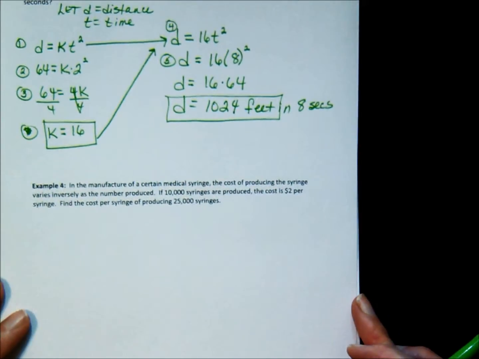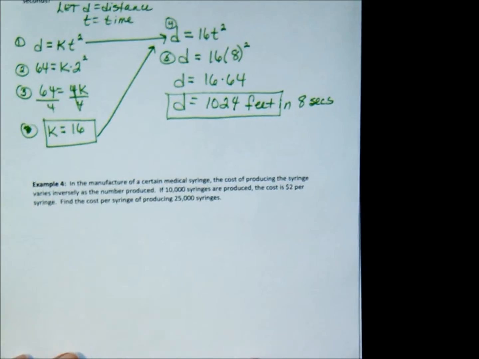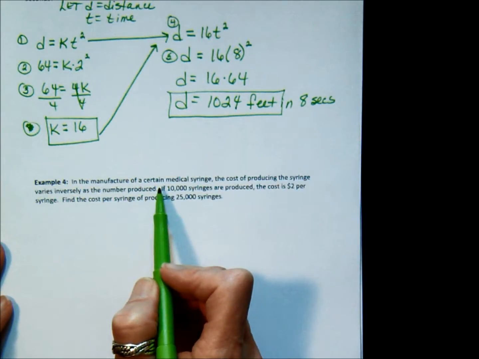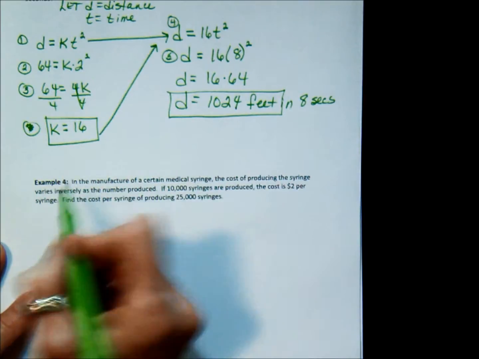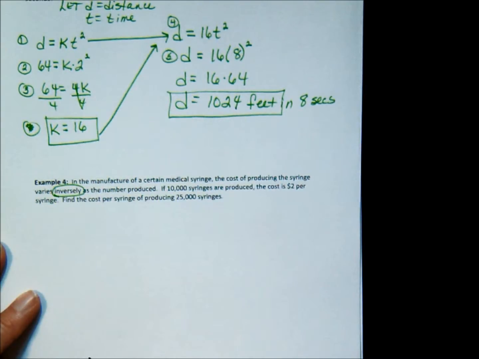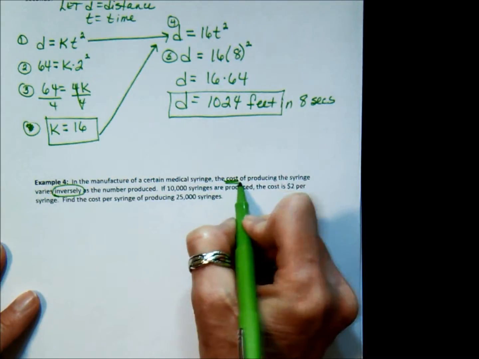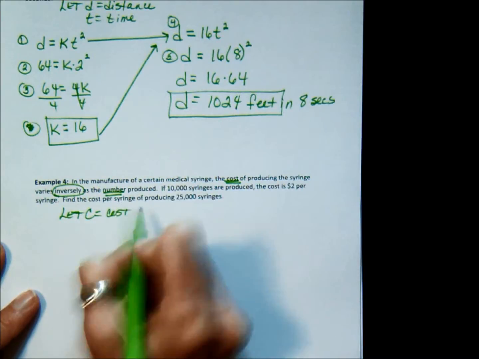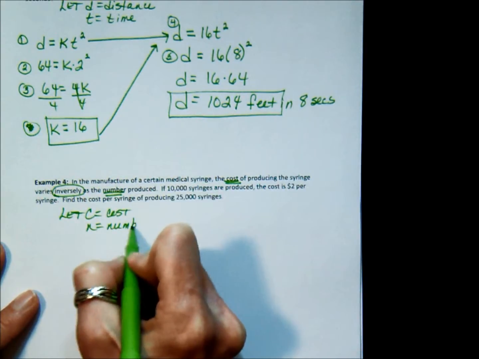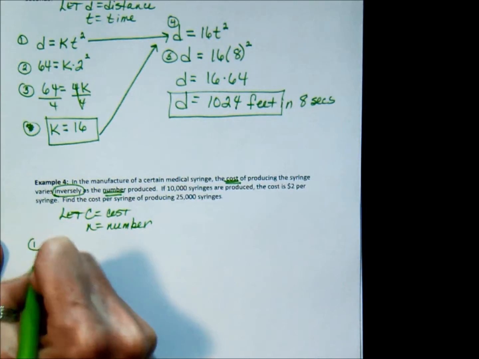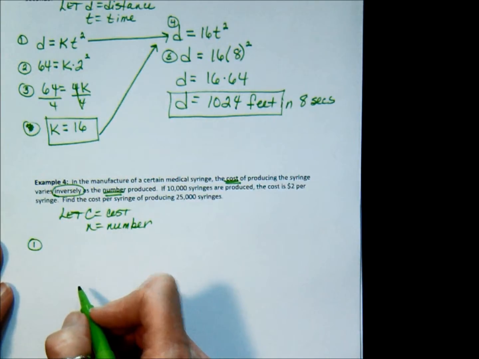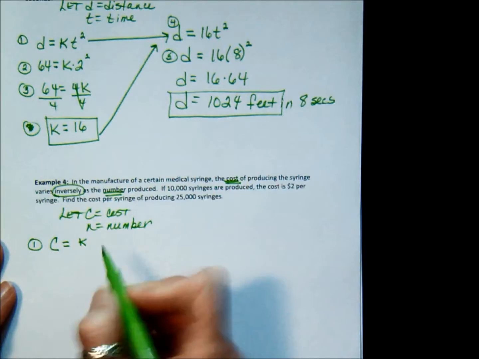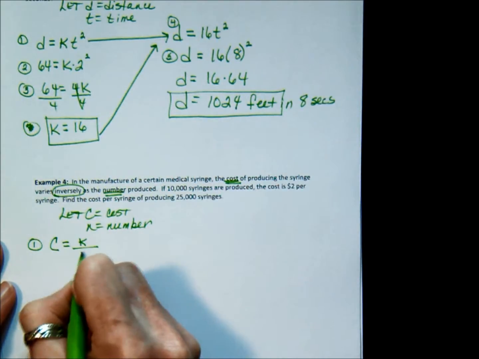And you may have heard me say indirect. Indirect and inverse mean the same thing. So example 4, in the manufacture of a certain medical syringe, the cost of producing the syringe varies inversely as the number produced. So let's see what we're talking about. Cost and number. So let C equal the cost and N equal the number. We are stating our variable. And I'm going to go ahead before I read any further, and I'm going to write my initial variation equation. It says the cost varies inversely. So there's my K, but I divide by the number produced.